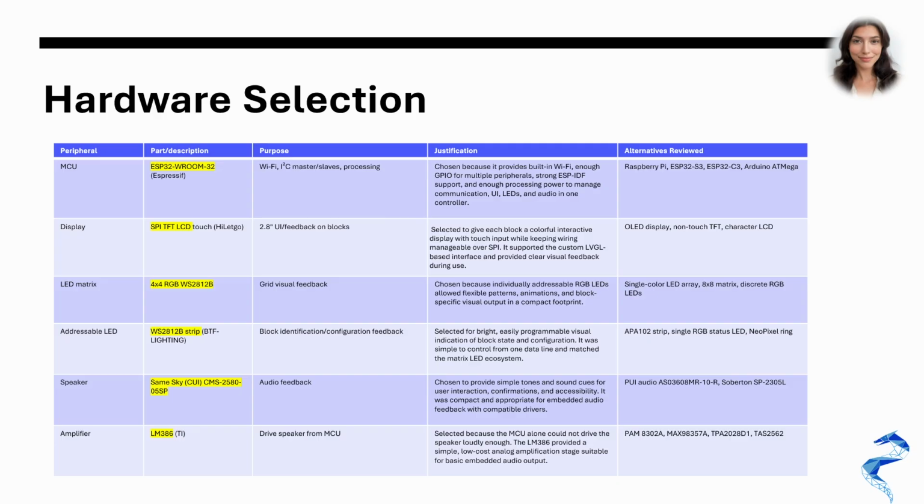We also reviewed alternatives for each major part. For the MCU, we considered options like the Raspberry Pi, ESP32S3, ESP32C3, and Arduino ATmega baseboards. For the display, we looked at OLEDs, non-touch TFTs, and character LCDs. For lighting, we compared single-color arrays, larger matrices, and other addressable LED formats. For audio, we reviewed other speakers and amplifier options, but ultimately chose the parts that best balance cost, simplicity, compatibility, and functionality. Overall, this hardware selection gave us the combination of wireless communication, touchscreen interaction, visual feedback, and audio output needed to support the classroom-ready experience we were aiming for.